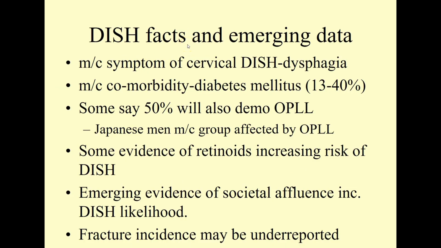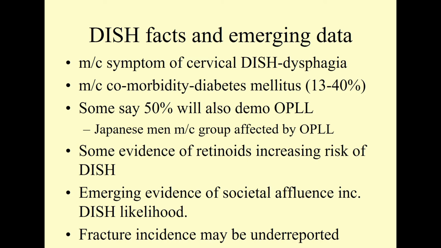Now, some fun facts about DISH. While we still don't understand why it develops, we have no ability to predict who will get it really. We do know, again, that the most common symptom of cervical presentation of DISH is dysphagia, with a G, GI tract dysphagia. We also know there's a common comorbidity, and that's diabetes mellitus. The studies I've read range from 13 to 40% of patients with DISH also have diabetes mellitus.